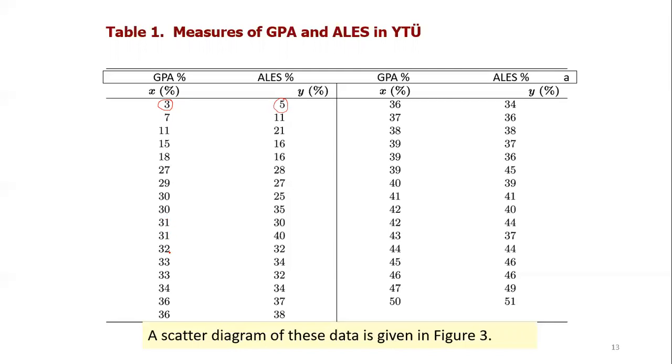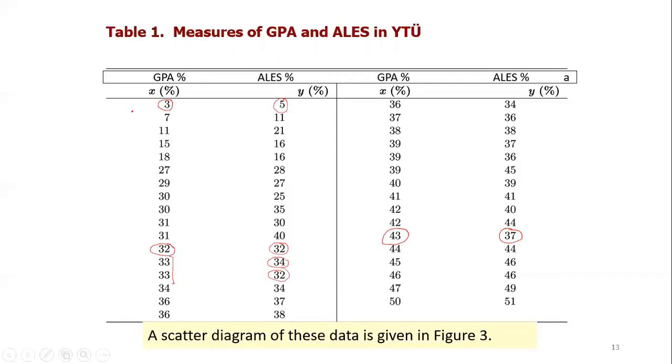Or let's look here. There's a guy whose GPA is at 32%, and his ALES score is at 32% as well. Or there's another guy here, let's look at this one. His or her GPA was 33%, 43%, and it turns out that his or her ALES score is 37%. You see, for example, here you have two guys whose GPA scores were the same, but this guy has a 34% in ALES, and this guy has a 32% in ALES.